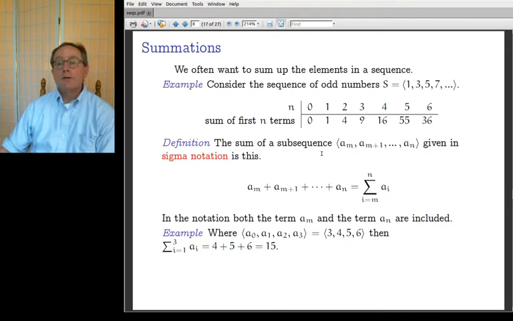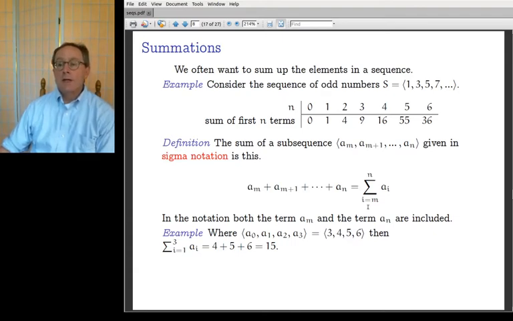So the sum of a sequence of numbers, a sub m through a sub n, is given in this notation. You can write it as a sub m through a sub n added up, or you can write it using a capital Greek letter sigma. It says i equals m to n, a sub i. That Greek letter sigma, you can remember that sigma is an S type of letter, and it stands for summation.